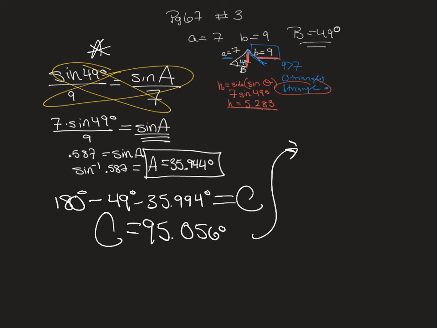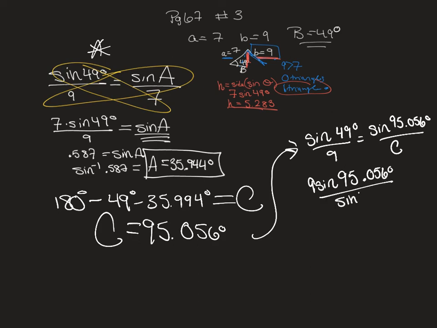Again, I'm going to go back to my original ratio up here and not use a rounded answer. So I'm going to do sine of 49 degrees over 9 equals sine of 95.056 degrees over little c. And so when you cross multiply, you're going to get 9 sine 95.056 degrees over sine of 49 degrees equals little c. You won't have to arc sine because you're solving for a side this time. You only have to arc sine when you're solving for an angle. So let's type this in our calculator. 9 times sine of 95.056 degrees over sine of 49 degrees. And you should get that side C is 11.879. And you're all done.